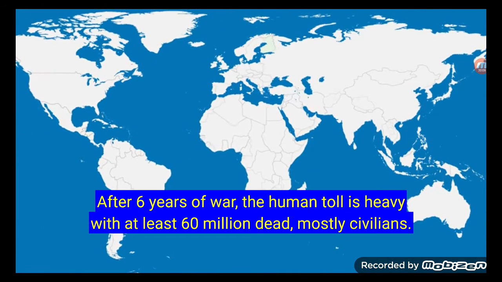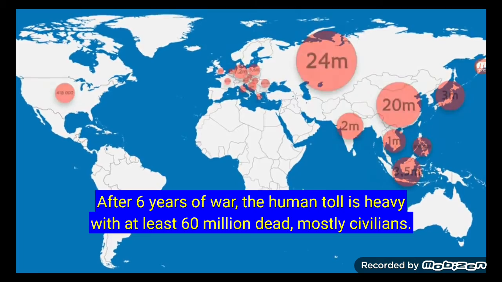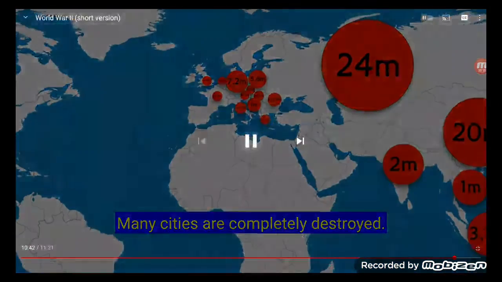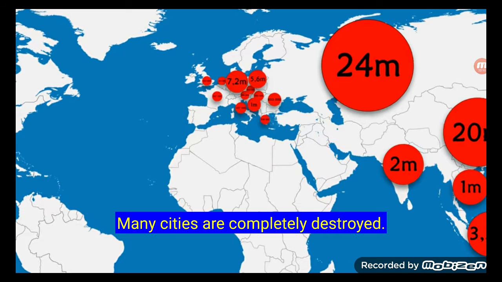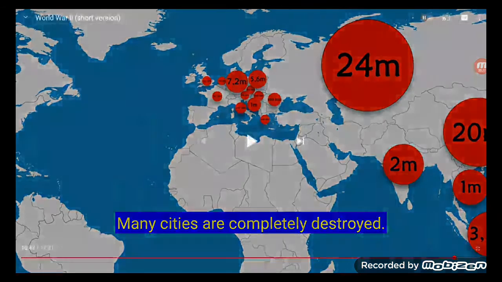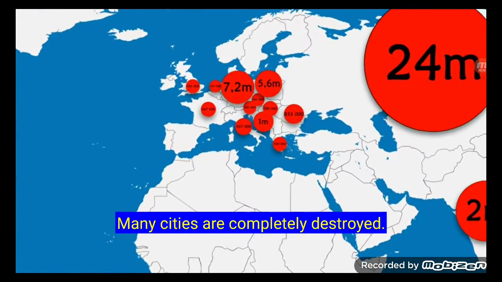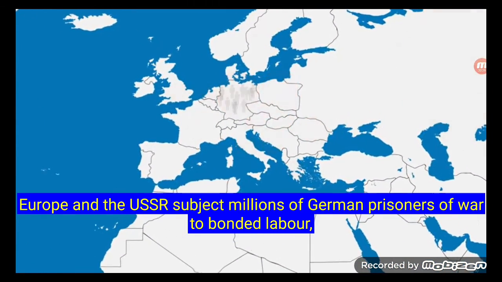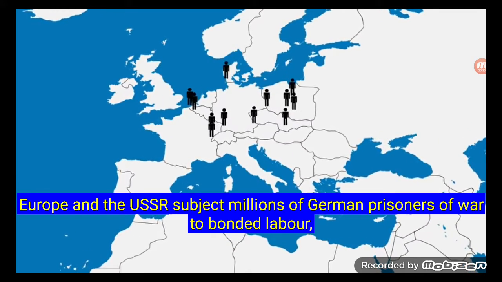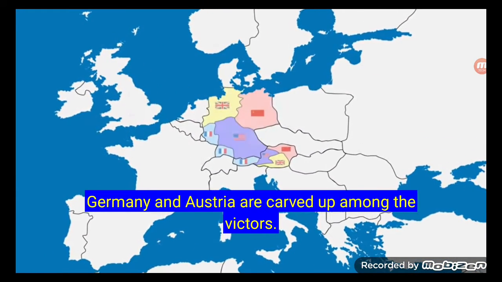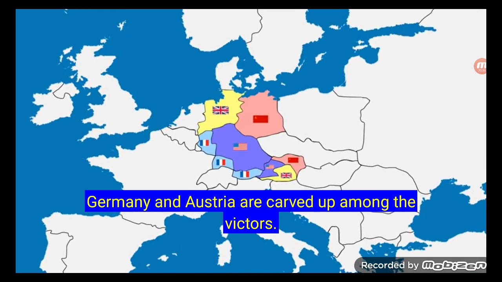Consequences. After 6 years of war, the human toll is heavy, with at least 60 million dead, mostly civilians. The Soviet Union and China are the most affected. Oh gosh, so many deaths. Many cities are completely destroyed. Europe and the USSR subject millions of German prisoners of war to bonded labor, many of whom would die. Germany and Austria are carved up among the victors.